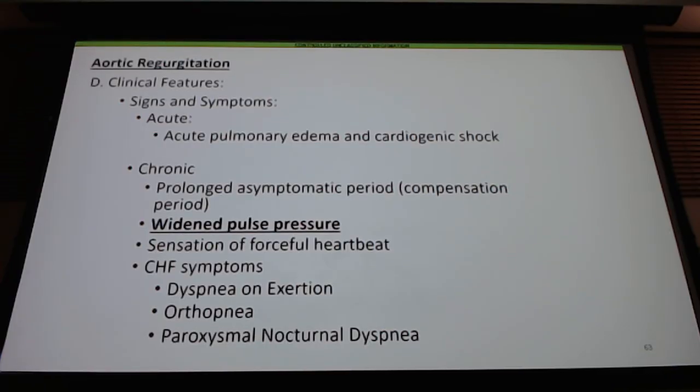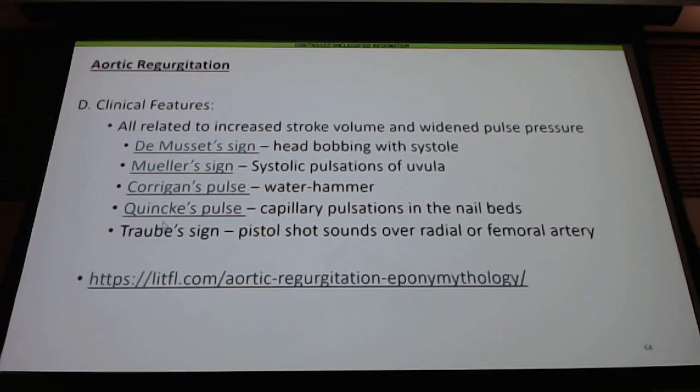And then this just shows what we just talked about. With acute, you get acute pulmonary edema. With chronic, you get that widened pulse pressure. And then there are a lot of other physical exam findings that can be associated with aortic regurgitation. We showed a couple of examples of that in class.